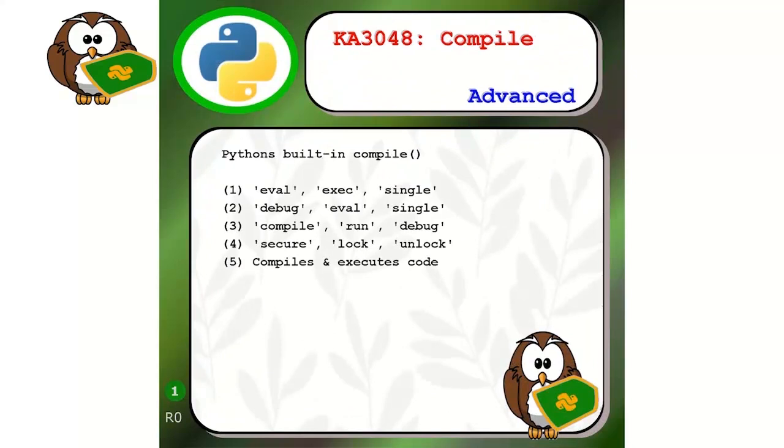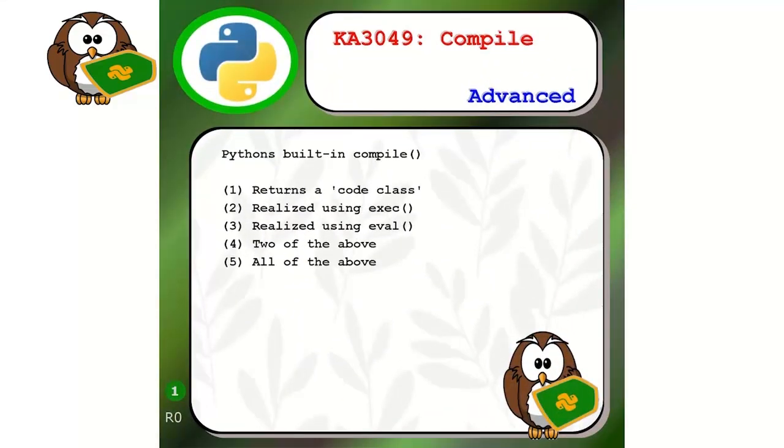KA3048, Python's built-in compile, in my mind, comes down to either 1, eval exec single, 2, debug eval single, 3, compile, run, debug, 4, secure, lock, unlock, or 5, compiles and executes code. KA3049, we have a question about Python's built-in compile. 1, returns a code class. 2, is realized using exec. 3, is realized using eval. 4, 2 of the above. Or 5, all of the above.